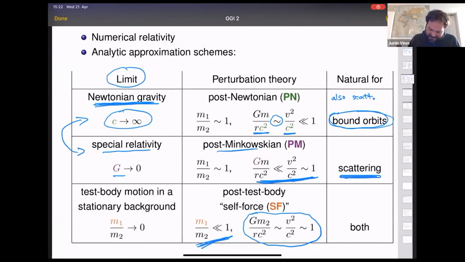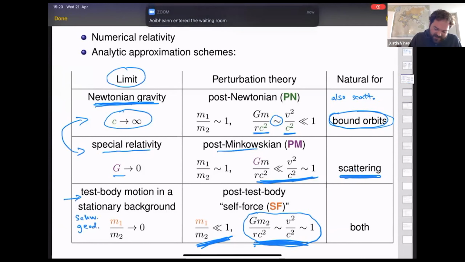Okay, so if you want to work to all orders in velocity and field strength, you can, if one of the masses is much smaller than the other. If you go all the way in that limit, you get test body motion in a stationary background. Let's say specifically Schwarzschild spacetime geodesics. That's the limit of the two-body problem which we get when one of the masses is much smaller than the other. We know how to solve that problem exactly. We have the exact Schwarzschild metric, exact geodesics, and then we perturb away from that.